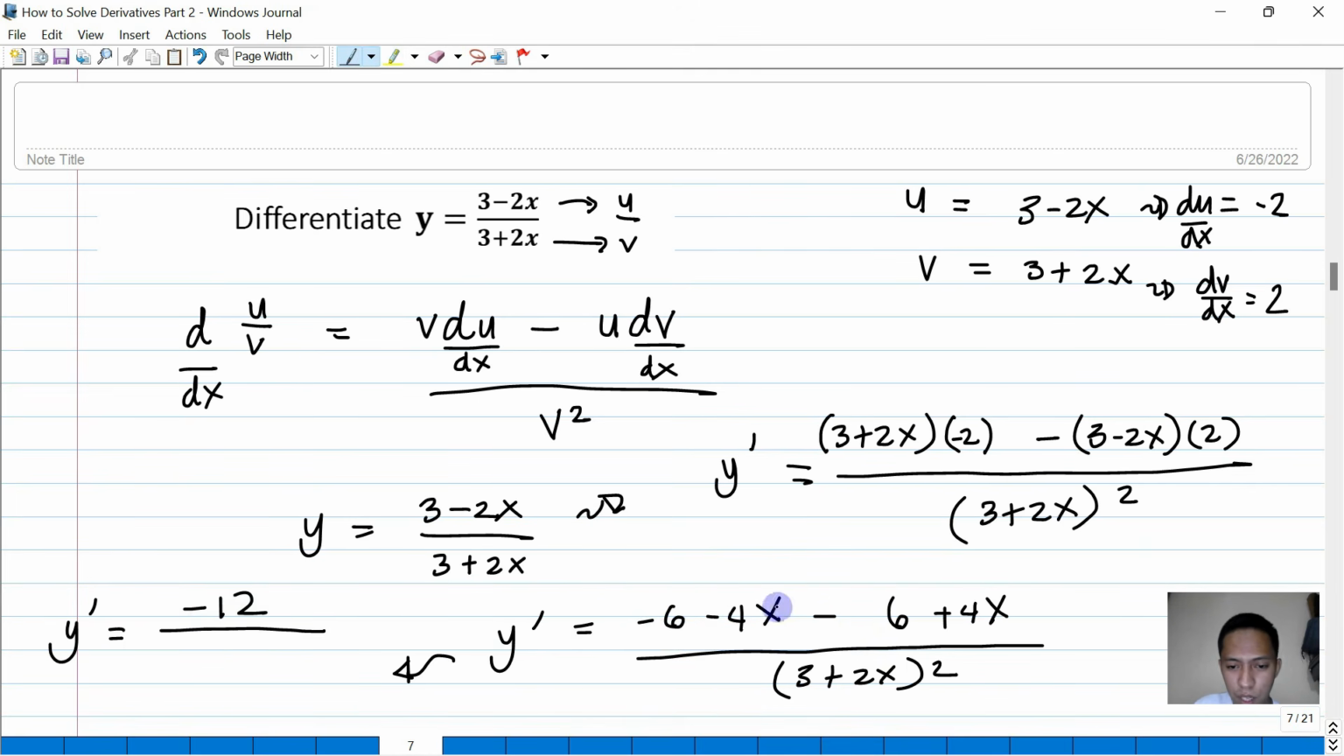All over, okay, ito kasi guys, negative 4x plus 4x, that becomes cancelled out. So 0 yan. 4x minus 4x 0. So this becomes negative 12 all over (3 plus 2x) quantity squared. So that is your y prime for this problem.